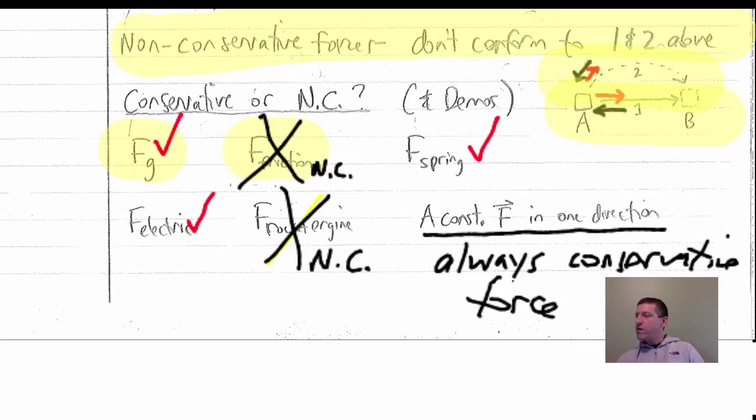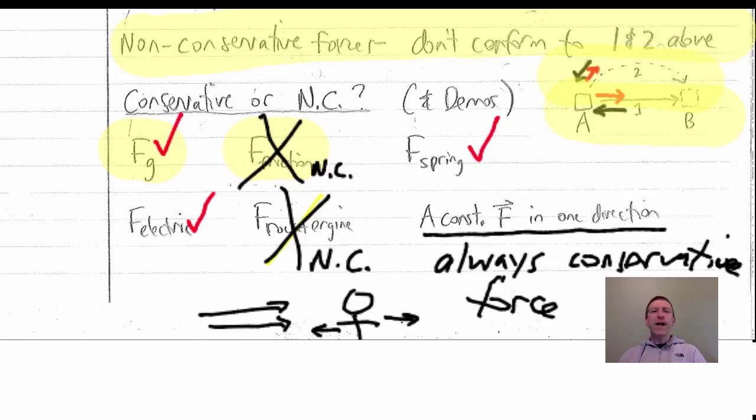And that includes stuff like the force of gravity and a constant force due to a wind. Let's say the wind is going this way and you're walking into the wind, moving that way. When you're walking into the wind, the wind will be doing negative work. But when you're walking back the other way, the wind will be doing positive work. If you start here and end here, the work done by the wind will be 0. So any constant force in one direction is in fact a conservative force.